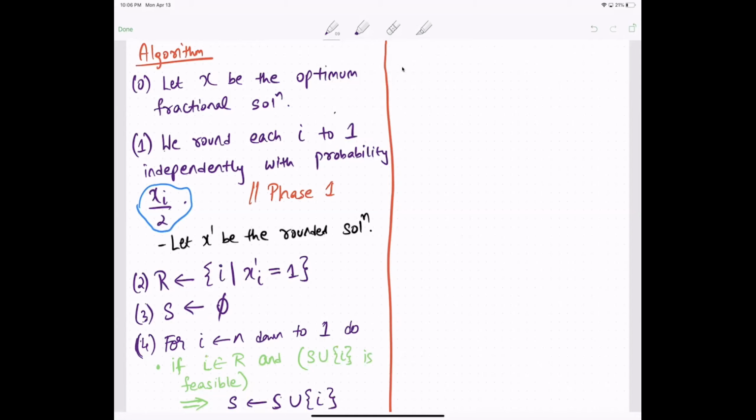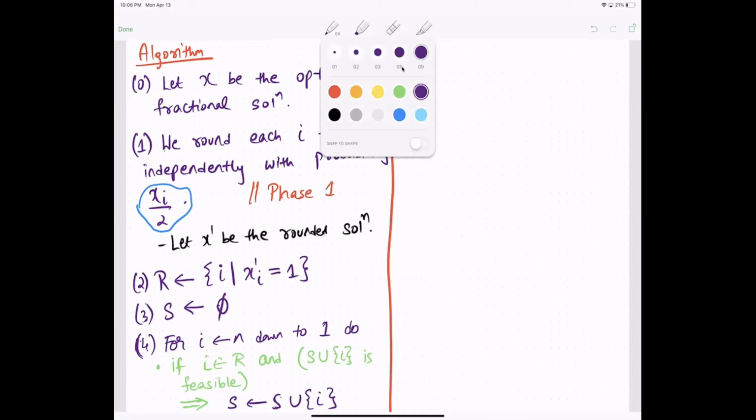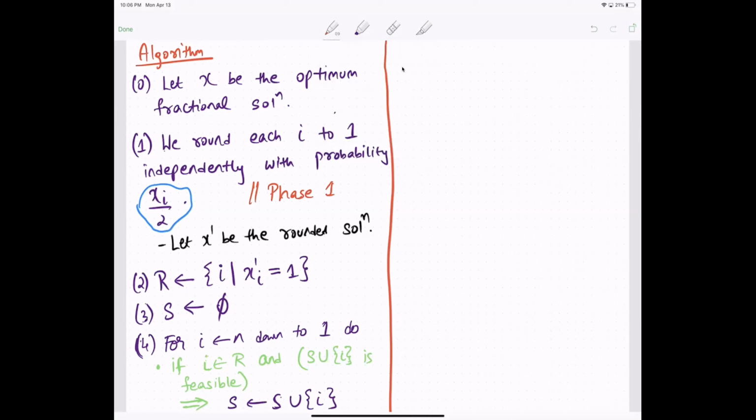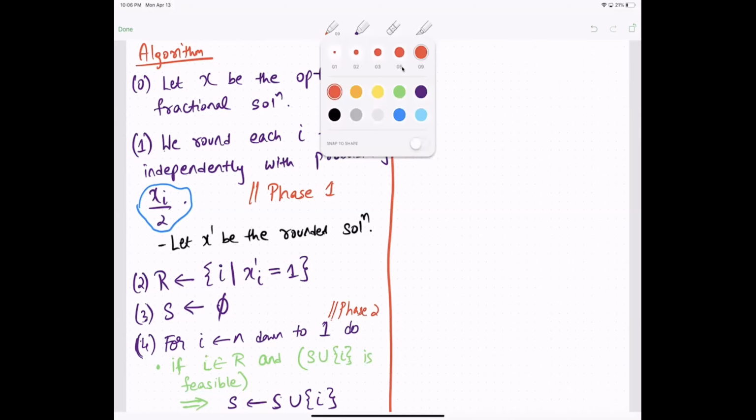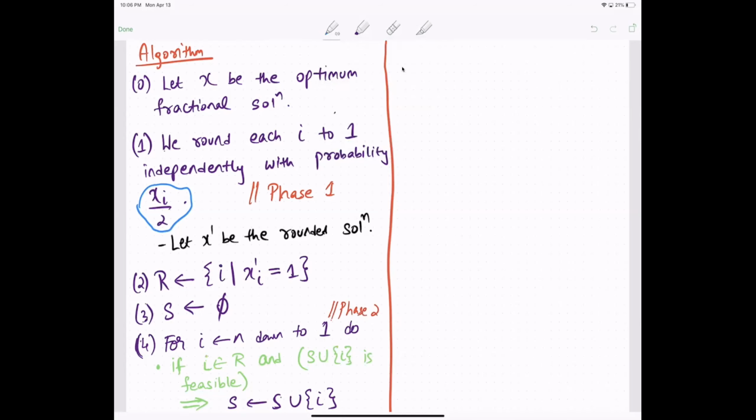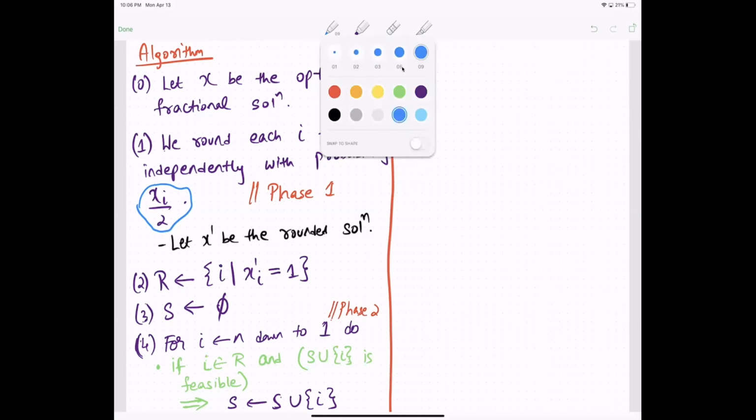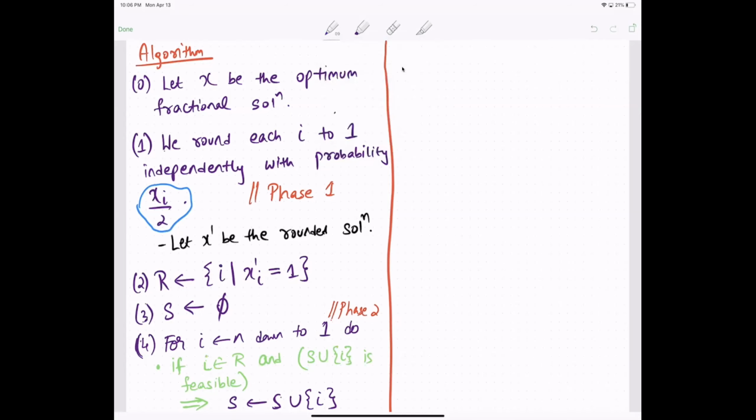Okay, let's try to do a simple example here. So this is called phase 2, by the way. That was phase 1. And this will be called phase 2. So let's assume that at the end of phase 1, this was a situation, right?